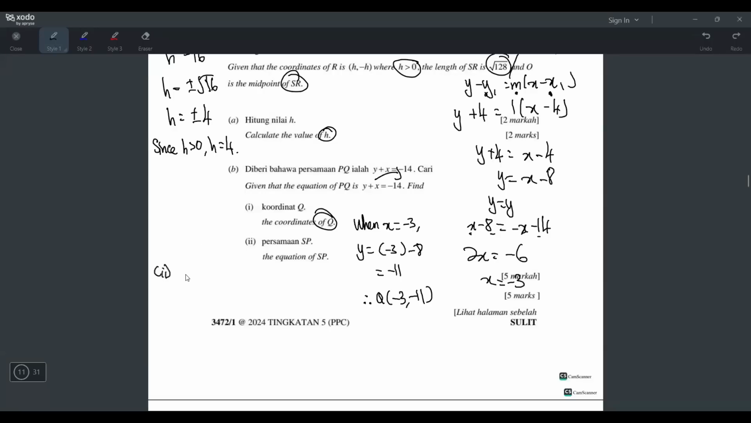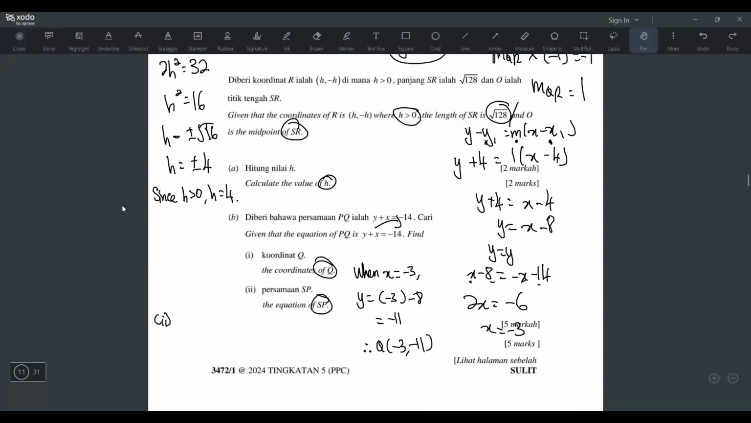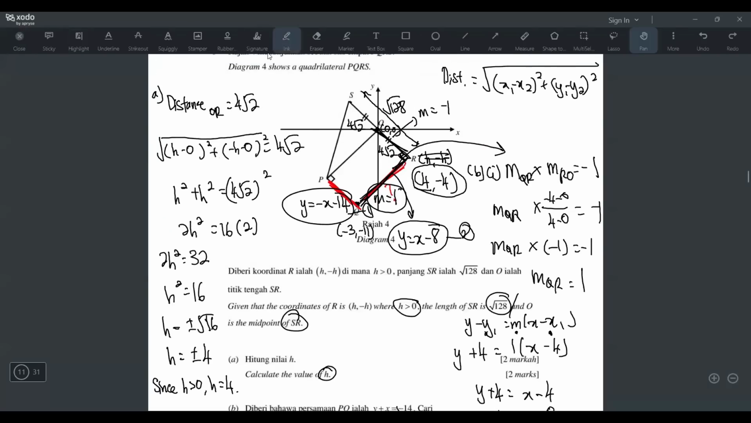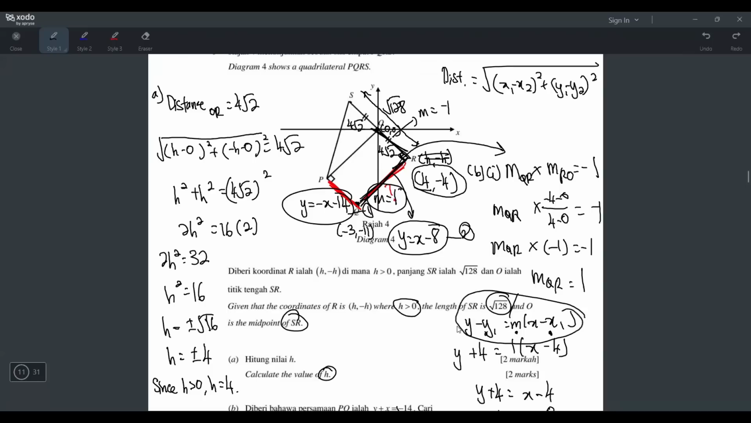So for B question 2, I will do the working here. They say find the equation of SP. Let's scroll up and look for the line SP. I think it's this line, right? So they want to find the equation, so we will use this formula again: y minus y1 equals gradient times x minus x1. That's how you find the equation of a straight line. In Addmaths, we will use this formula.